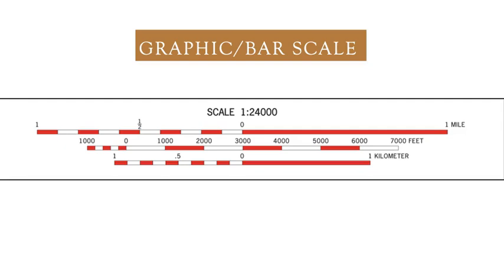Graphic or bar scales are always included on topographic maps, and they make measuring distances on the map easy in miles, feet, or kilometers. That's it for now.